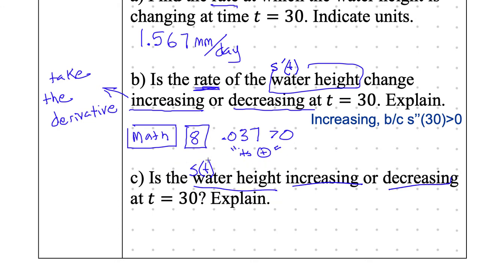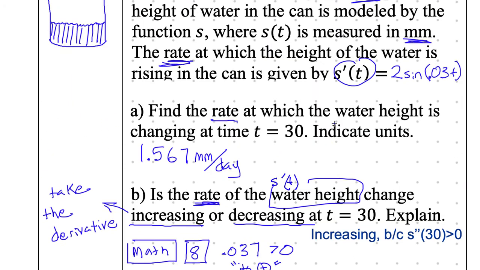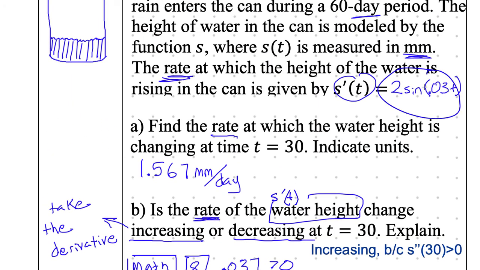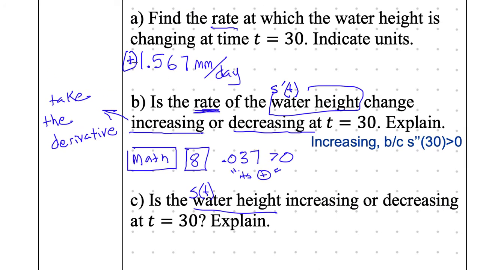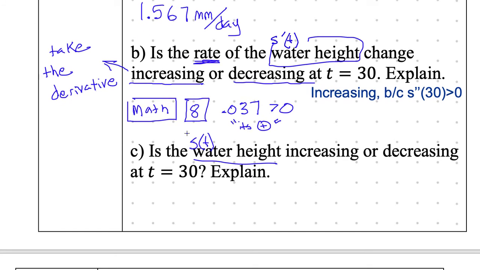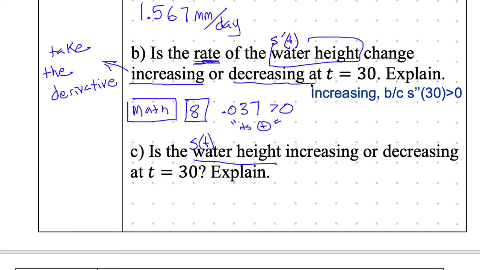So take the derivative of s of t, get s prime of t, which is the equation that it gave us. Didn't we already do that? Yeah, we did. It's the exact same question in a different wrapper. And again, I only care about the sign now. The sign up here was obviously a positive 1.567. So we can just type our answer because we don't have to do any more math. We've already done the math in A, as Claire said.